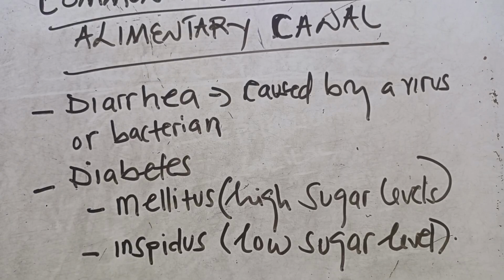So when the pancreas fails to secrete insulin, which helps in the conversion of the excess glucose, then the person is going to suffer from what we call diabetes mellitus, which is a high concentration of sugar, because there is no hormone to help in the regulation of sugar levels in the body.